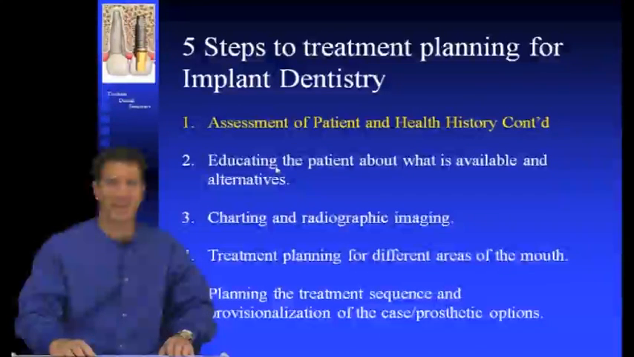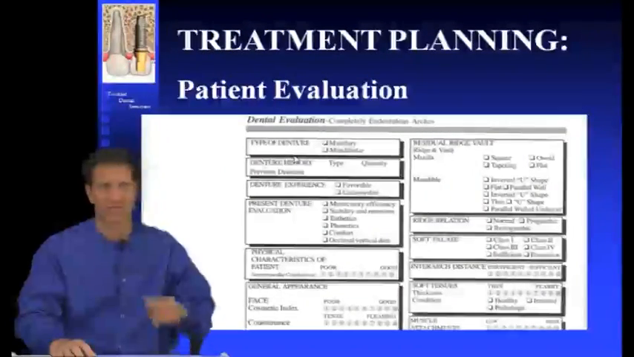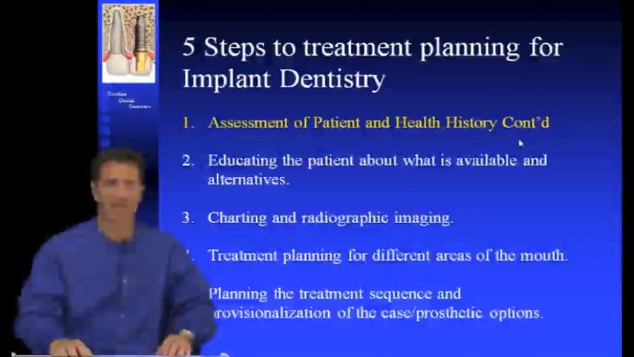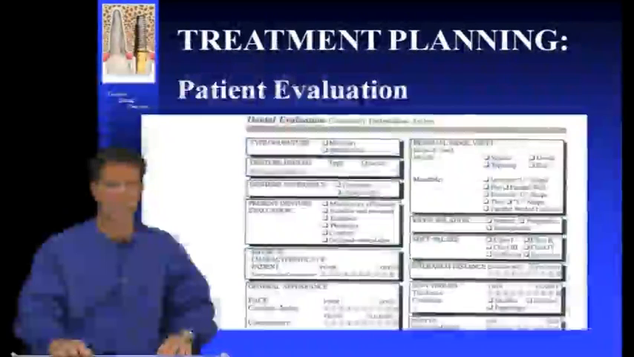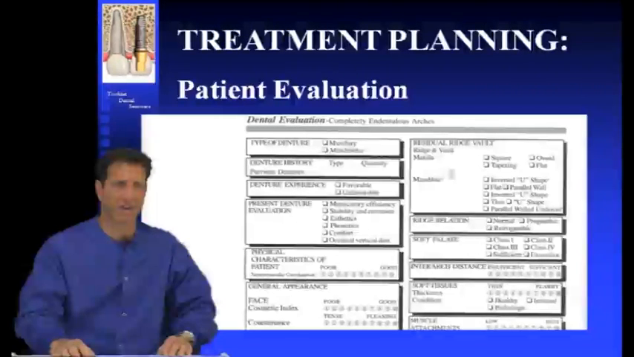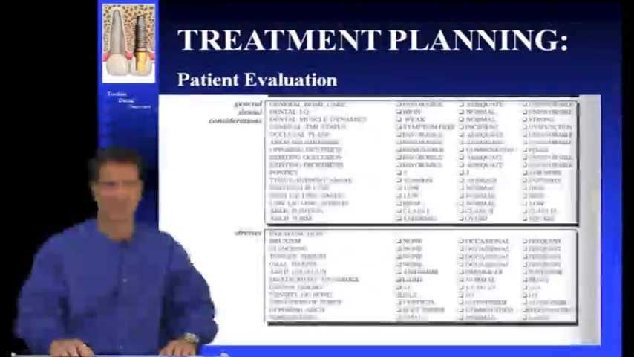The next thing I want to talk about is educating the patient about what's available and the alternatives. I'm sorry, I'm continuing with assessment. So we'll get to educating in a minute, but we're still talking about assessing the patient and the health history. And so not only the medical history are we evaluating, but we're also evaluating the patient's arch form, the bite relationship, obviously, and what kind of possible parafunctional activities they have.